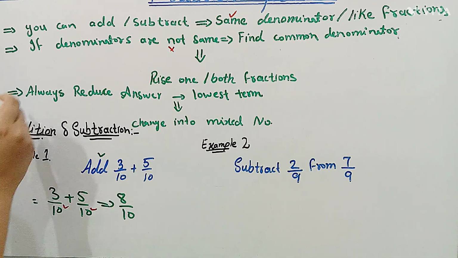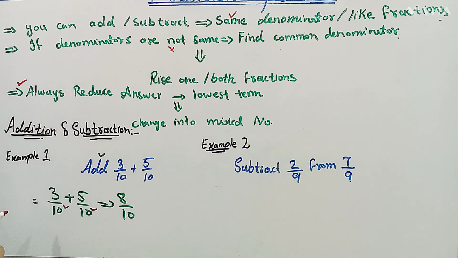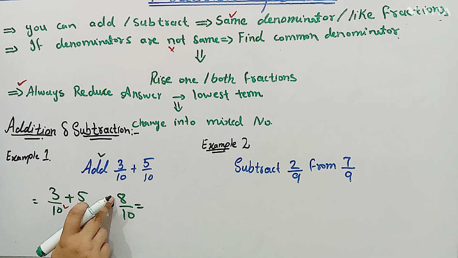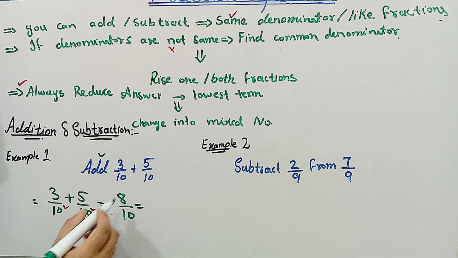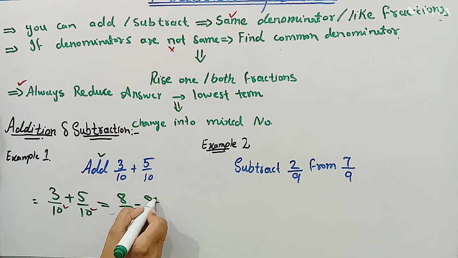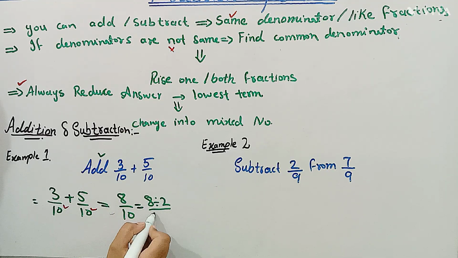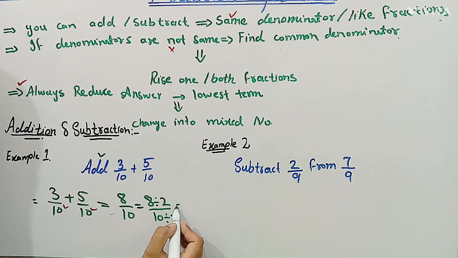Now, always reduce the answer to the lowest form. 8 divided by 2, 10 divided by 2. We divide the same number into the numerator and the denominator. There is 4 over 5.